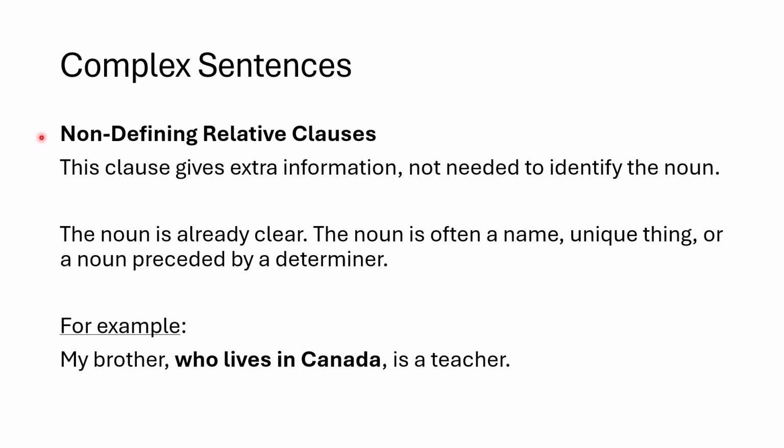Non-defining relative clauses. This clause gives extra information, not needed to identify the noun. The noun is already clear. The noun is often a name, unique thing, or a noun preceded by a determiner. For example, my brother, who lives in Canada, is a teacher. Who lives in Canada is the non-defining relative clause. It's giving extra information about my brother.